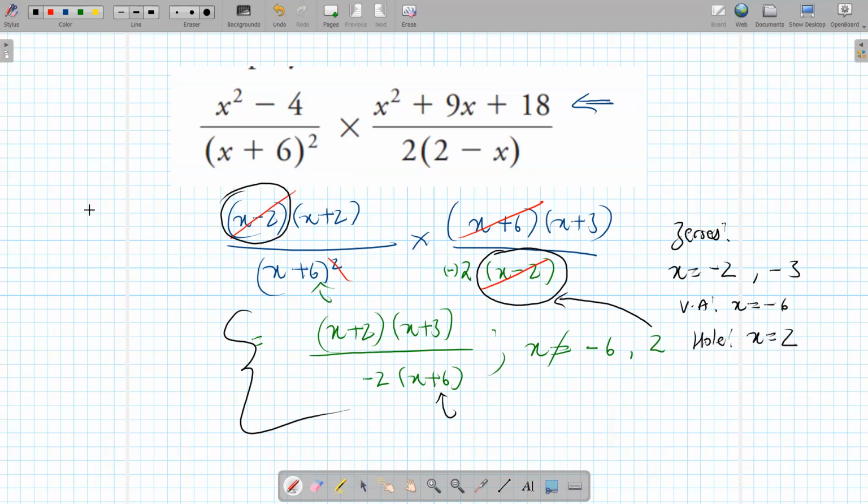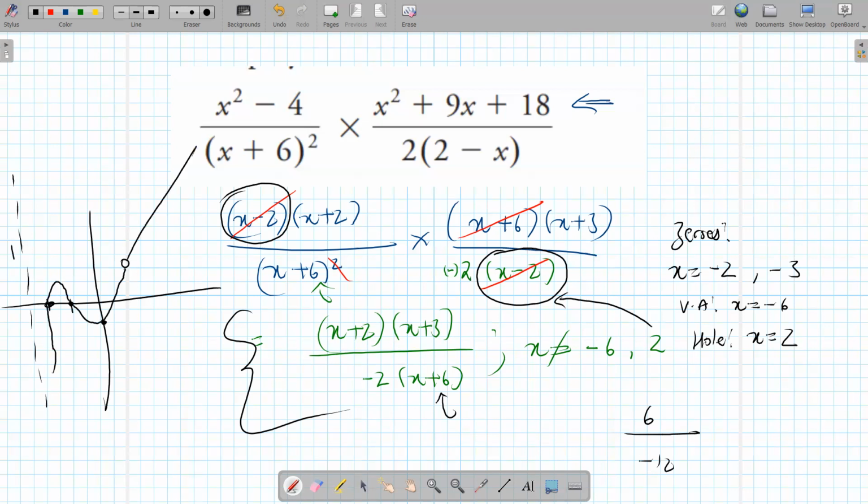So we can even graph this right now somewhat. We know there's an x-intercept at negative 2 and negative 3. We know there's a vertical asymptote at negative this, and at 2 somewhere there's a hole, right? What this looks like, it's anyone's guess. Maybe if we had the y-intercept, the y-intercept would be 6 over negative 12, or negative 0.5. So this could look something like this. That's just one possibility. Cool. So it tells us a bunch of things, right? That's the whole point of simplifying it.